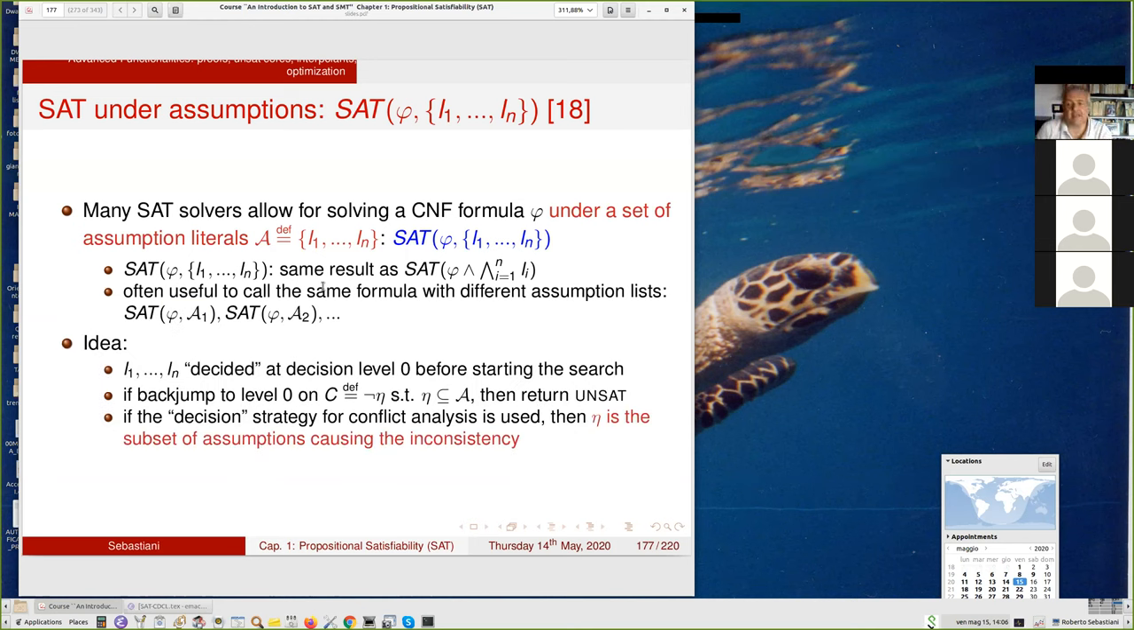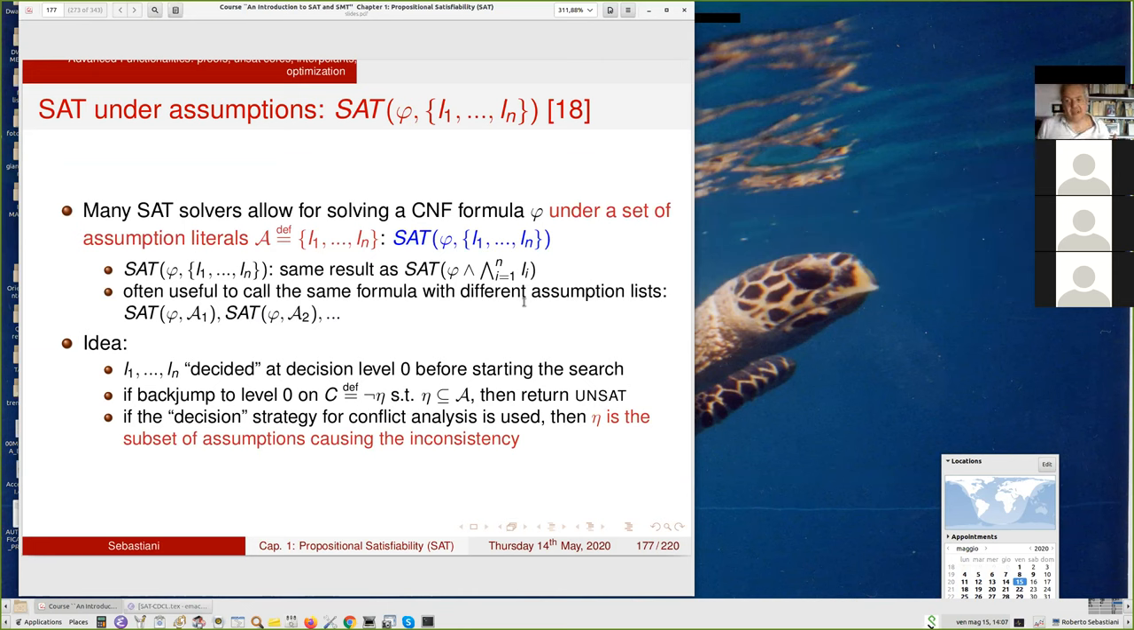Well, I assume you have understood how a CDCL SAT solver works. So the idea is, when you invoke a SAT solver on formula phi under a set of assumptions L1, LN, you force the SAT solver to decide, to put them on the stack and mark as decisions all the literals L1 to LN. And then immediately after that, you decide that level zero is immediately below that. Well, this is just a matter of setting a counter, right?